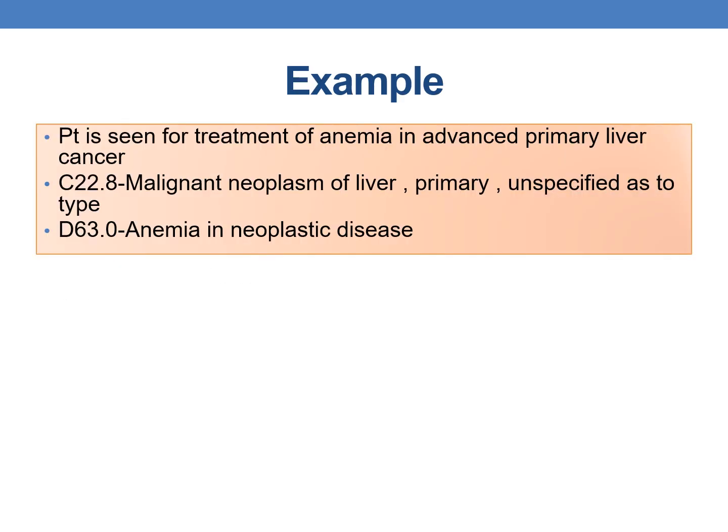Let us see an example. A patient is seen for the treatment of anemia in advanced primary liver cancer. Here PDX should be primary liver cancer, that is C22.8, malignant neoplasm of liver, primary, unspecified as to type, followed by D63.0, which is nothing but anemia in neoplastic disease.